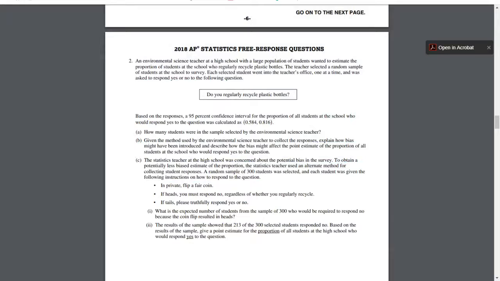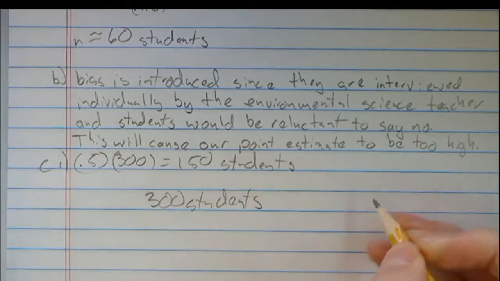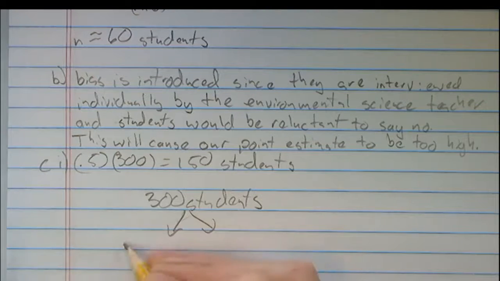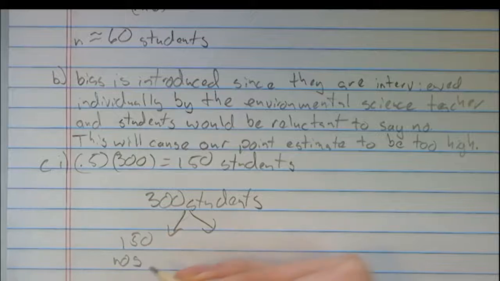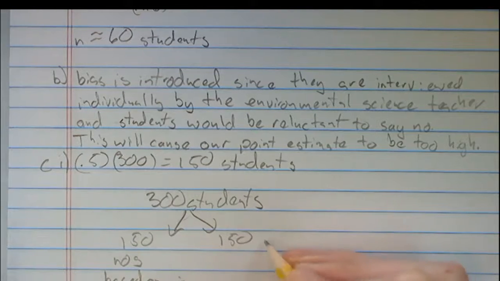For part 2, the results of the sample showed that 213 of the 300 selected students responded no. Based on the results of the sample, give a point estimate for the proportion of all students at the high school who would respond yes to the question. Okay, so we got a bunch of stuff going on here. We got 300 students. We expect just 150 no's based on coin flips. And 150 that are telling the truth.